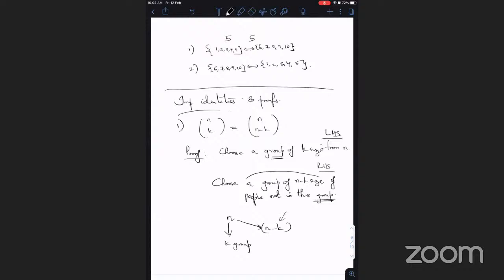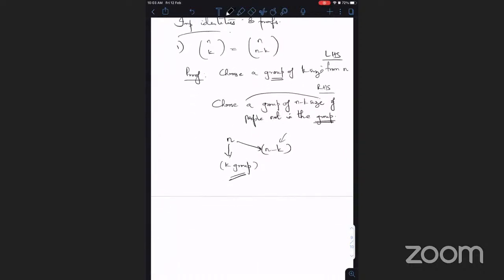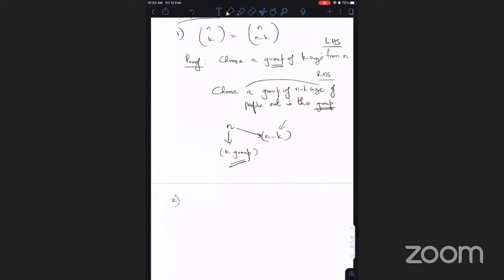So if you count this group, you will actually end up counting this group again, because that's the same way to look at it. And n choose k would be actually counting this group directly. Is the idea clear? Is the proof clear for why n choose k is the same as n choose n minus k? Okay, fine. So the next identity that we would see is this.